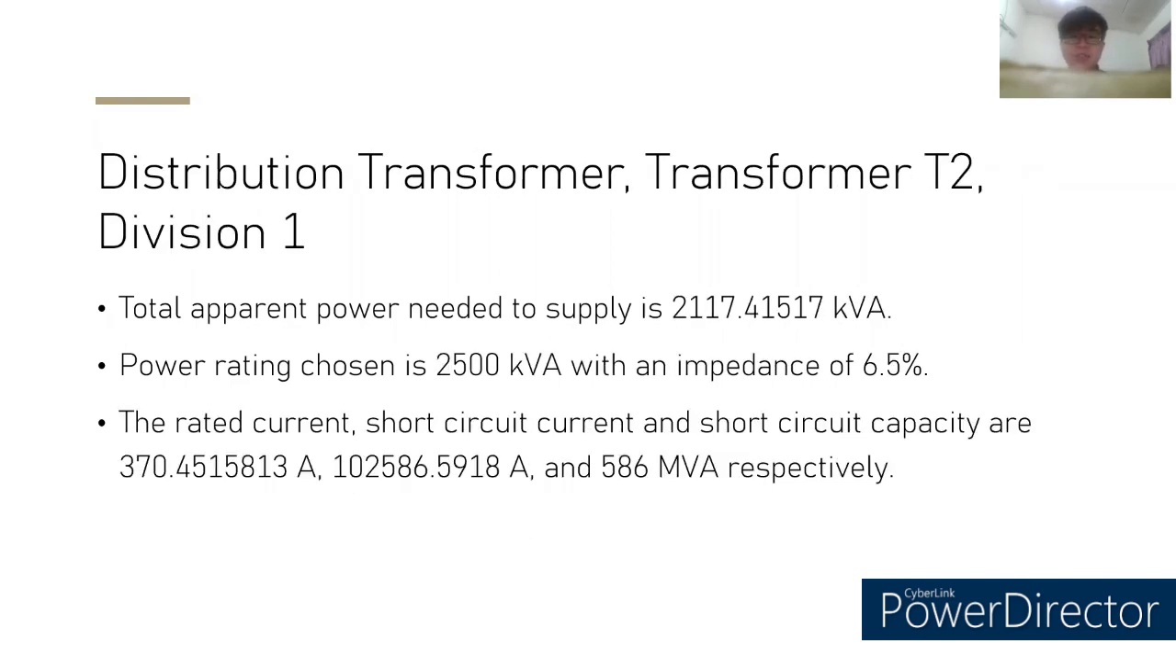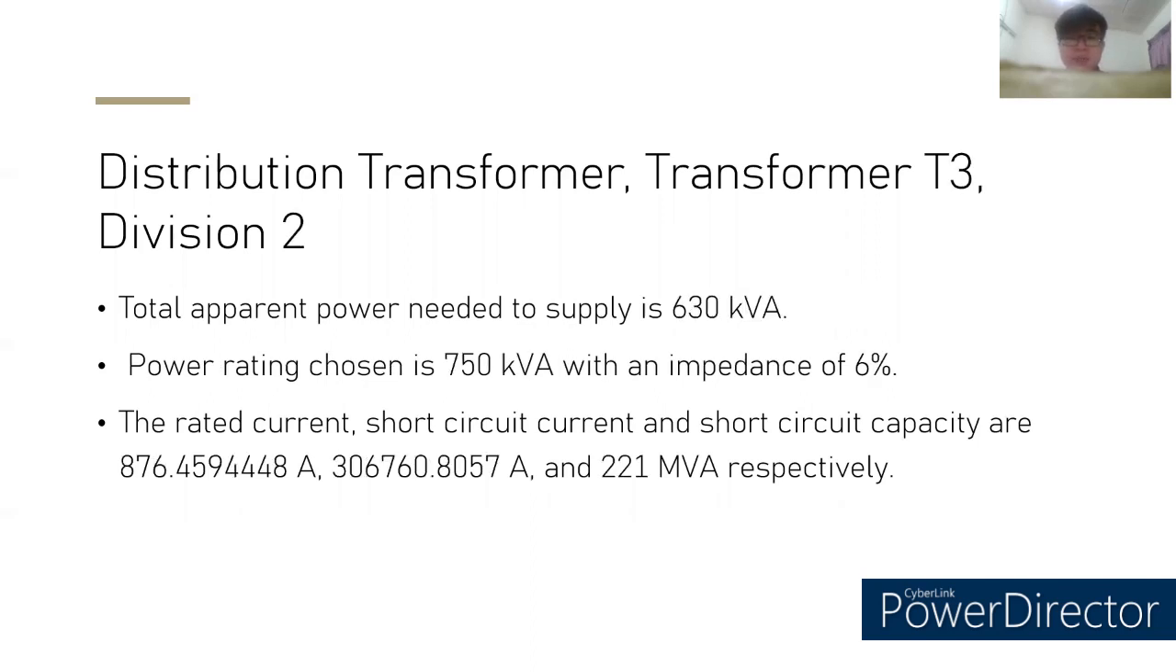Next, we come to the first distribution transformer, which is transformer T2 in division 1. The total apparent power needed to be supplied by it is 2,117.42 kilovolt ampere. The power rating chosen for this transformer is 2,500 kilovolt ampere with an impedance of 6.5%. The rated current, short circuit current, and short circuit capacity are 370.45 ampere, 102,586.59 ampere, and 586 megavolt ampere respectively.